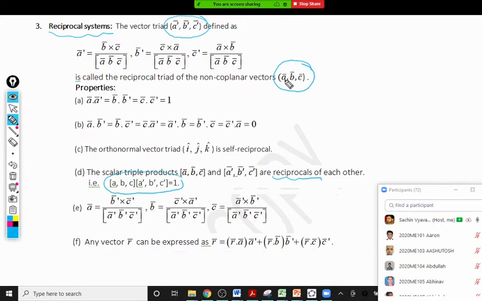Given three non-coplanar vectors A, B, C, we can have three more vectors A dash, B dash and C dash defined by this formula: A dash is equal to B cross C divided by box of ABC, B dash is equal to box of C cross A upon box ABC, and C dash is equal to A cross B upon box ABC. Then they form the triad. Now what is a triad? A triad is a set of three vectors which are mutually perpendicular to each other.